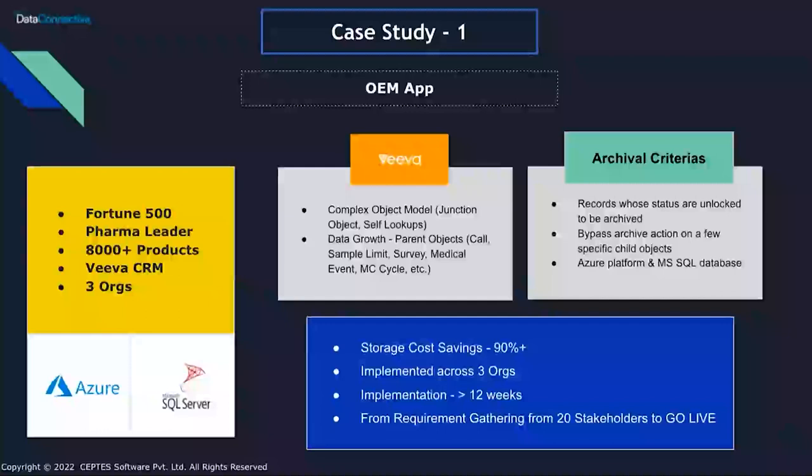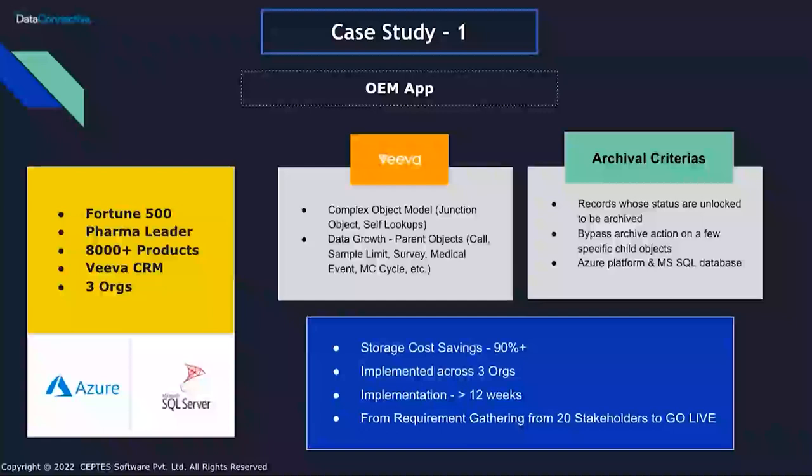They had a complex object relationship, like junction objects and self lookups. They also had data growth from some of the primary Veeva objects like call sample limit, survey, medical event, MC cycle, etc. These are all Veeva objects, and they were generating a lot of data. We talked about OEM apps generating a lot of data, and this is one case like that.